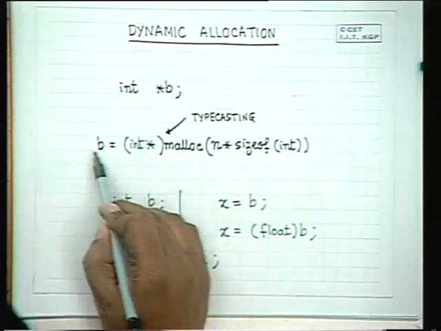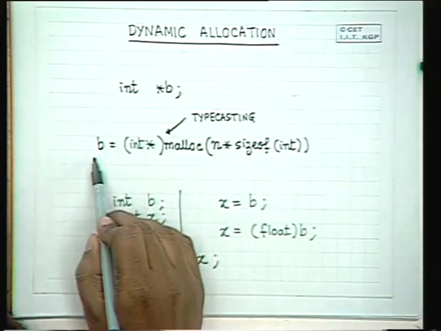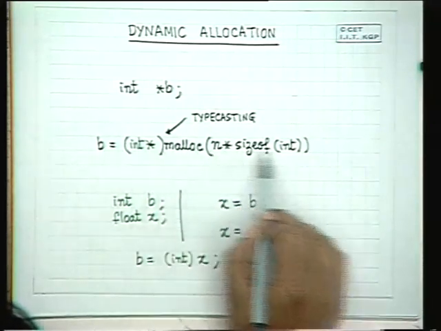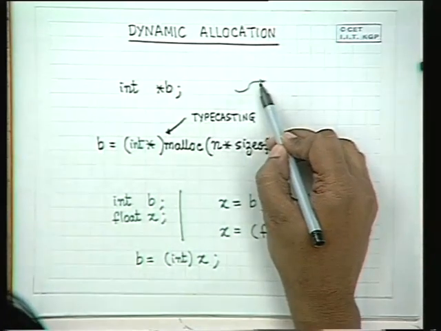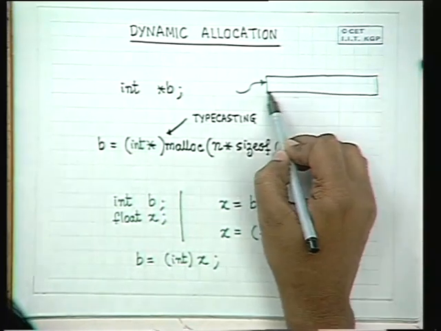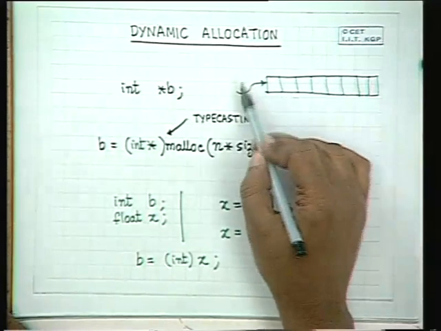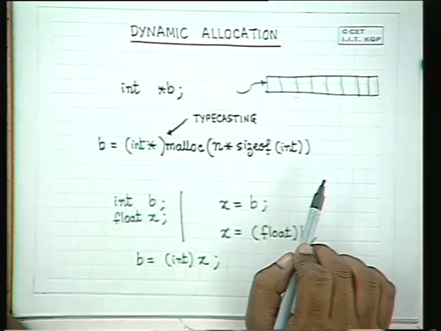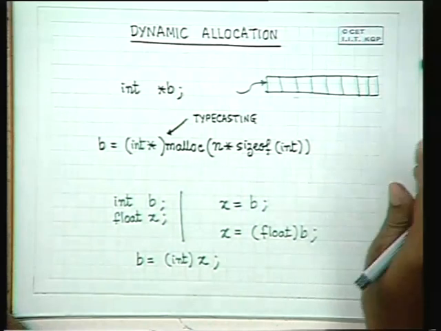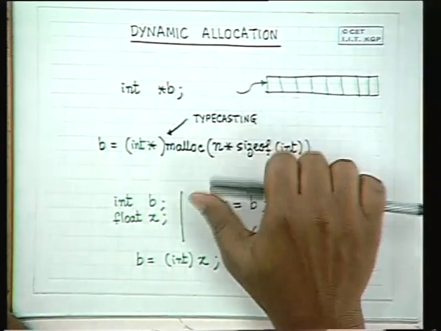Now after having done this, the content of b has got the address. This malloc will return the address as int star. So b is now pointing to an array of n elements. You have physically allocated this array of n elements. Now you can read in the n elements for sorting. So we will see three examples of dynamic allocation in this class and see how we can allocate, depending on what we want to allocate and depending on what we write, what is being allocated. So we'll see them on the computer and move back onto the terminal as and when required.